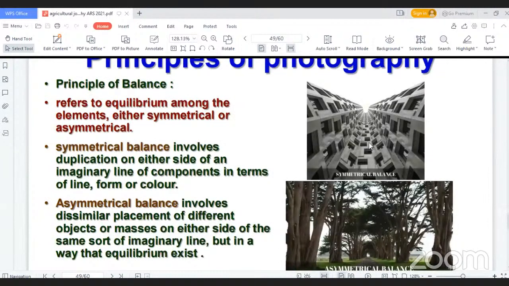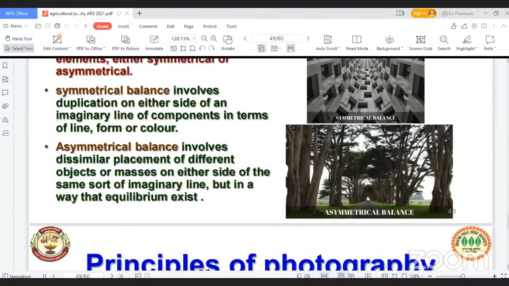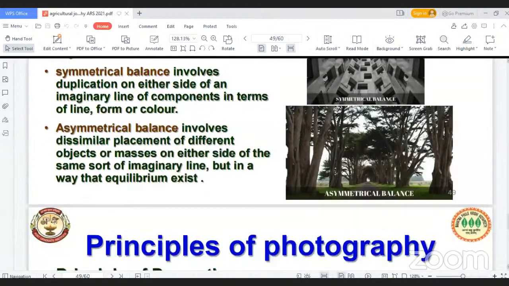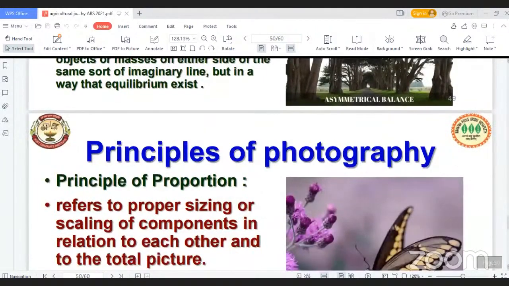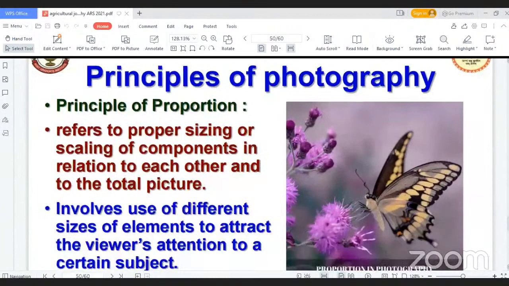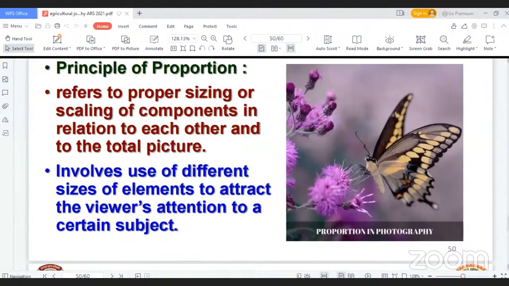This is known as symmetrical balance, and the other one is asymmetrical balance. It involves dissimilar placement of different objects or masses; the elements are not put equally. Then the principle of proportion. It refers to proper sizing or scaling of components in relation to each other as a total picture. It involves use of different sizes of elements to attract the viewer's attention. Here you can see that again.